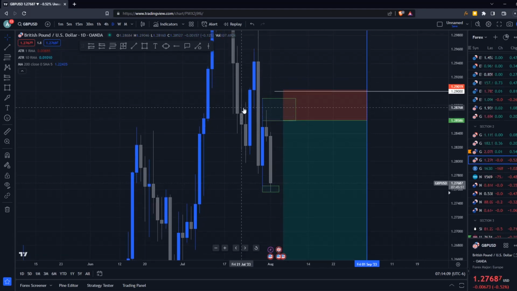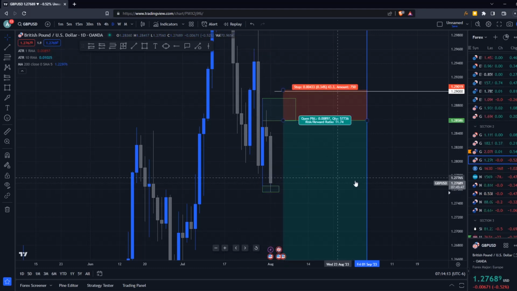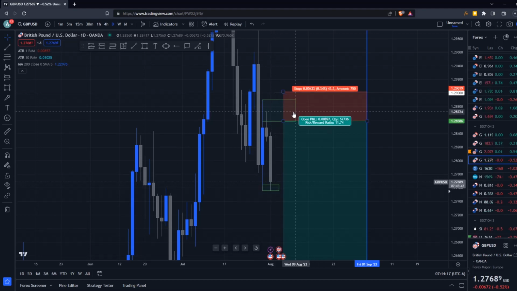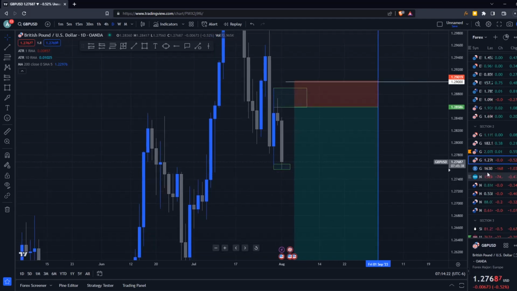You can see that there are actually some daily wicks here, whereas right here there are none. So we don't know where the resistance is down here, but we know there's resistance up here, so I would like to enter up here ideally. So that is pound dollar.